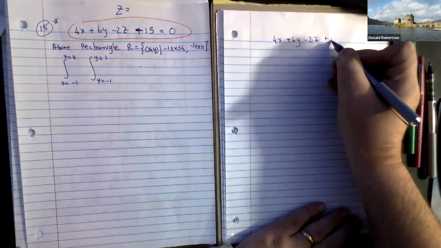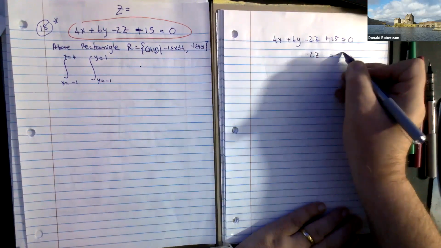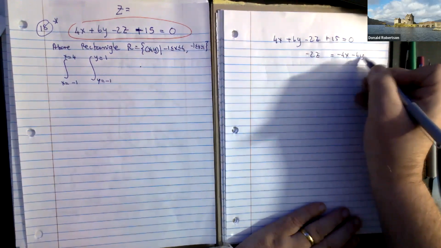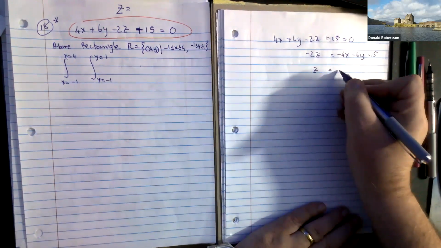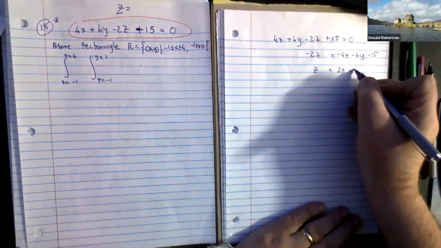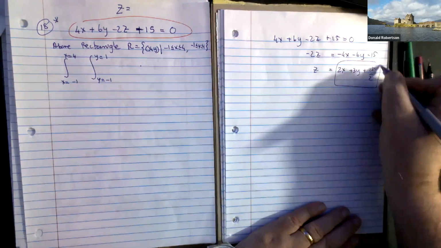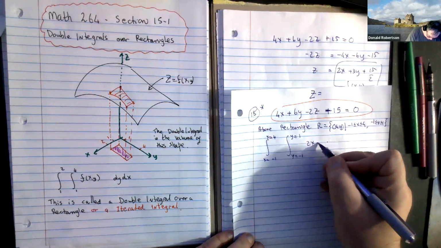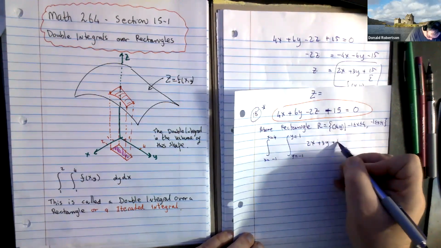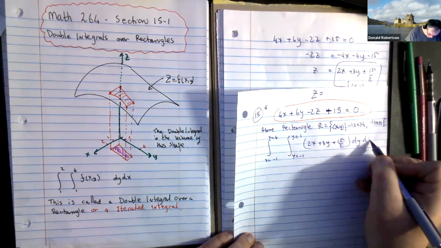So yeah, it's a plus 15 equals 0. Well, if you subtract 4x, 6y, and 15 from both sides, you get that. If you divide everybody by -2, you get that. So this fella is essentially your f of xy. So, 2x plus 3y, add 15 over 2 dy dx.